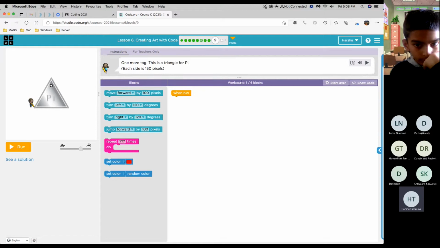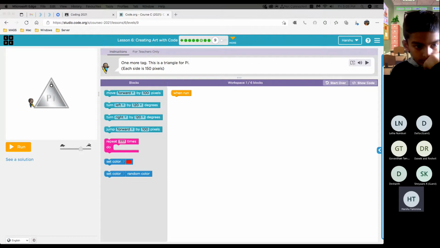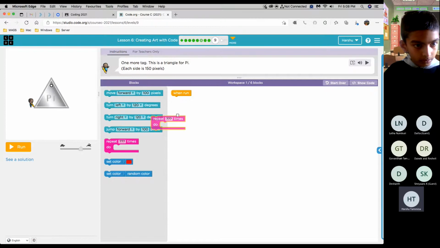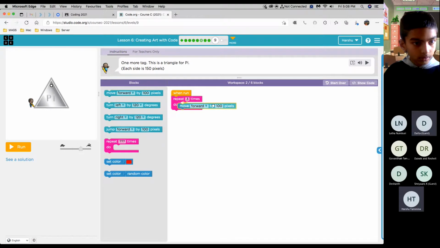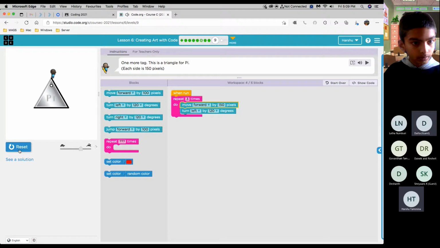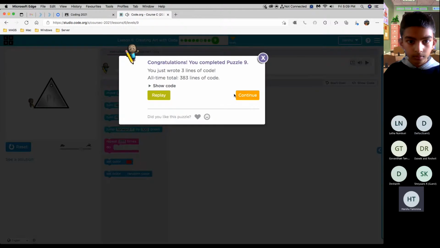Datta, so you wanted to do this one. One more tag. The triangle is for pi. Each side is 150 pixels. Put a repeat three times. Move forward by 150 pixels on the side. And a turn left by 120 degrees. Is that all? Yes. Okay, let's run it and see if that's correct. Yep, that's correct. Good job.